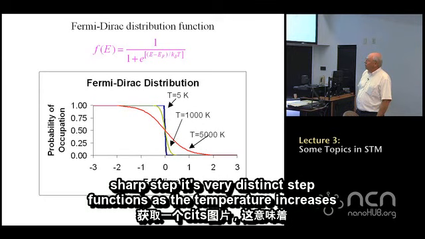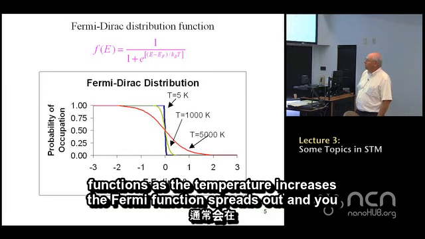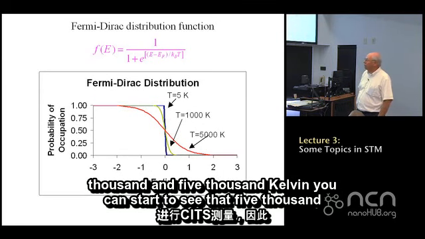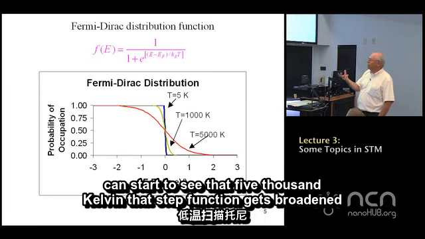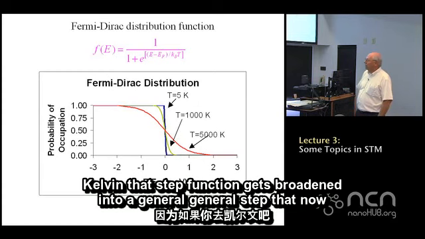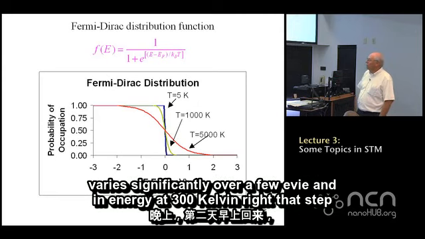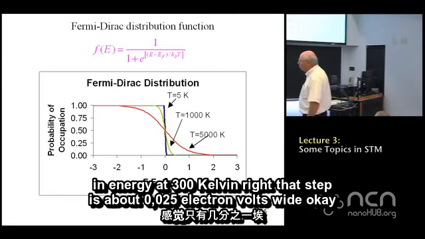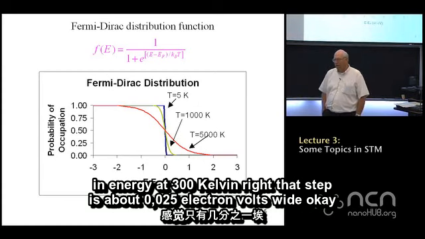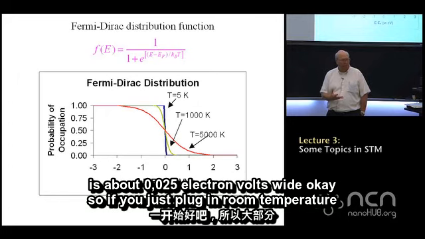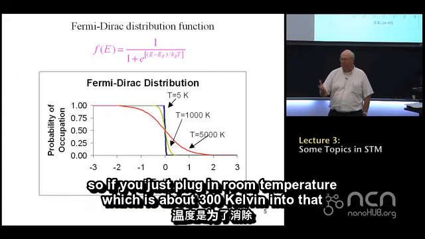As the temperature increases, the Fermi function spreads out, and you can see I did calculations for 1,000 and 5,000 Kelvin. You can start to see that at 5,000 Kelvin, that step function gets broadened into a gentle step that now varies significantly over a few eV in energy. At 300 Kelvin, right, that step is about 0.025 electron volts wide.